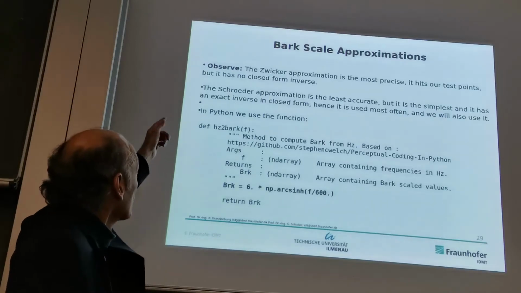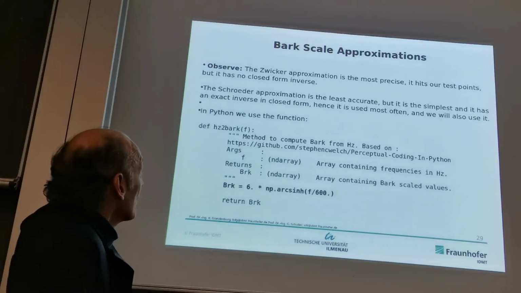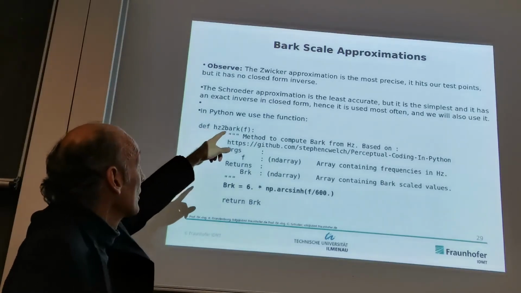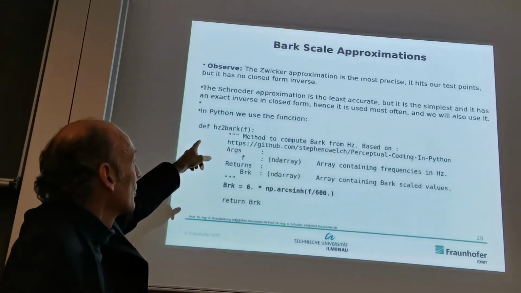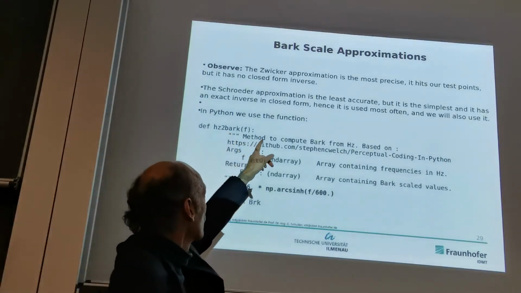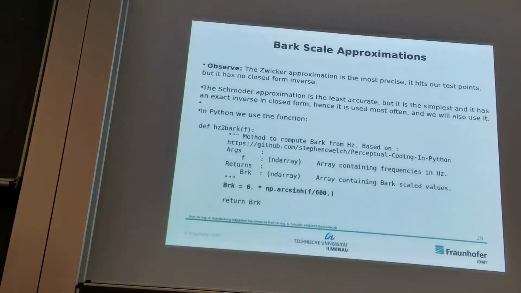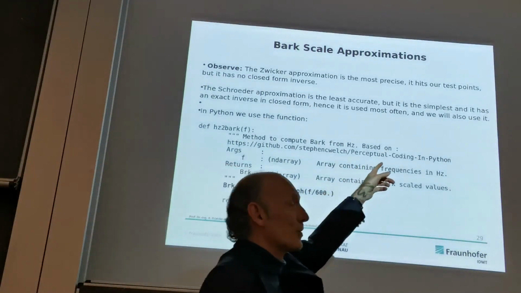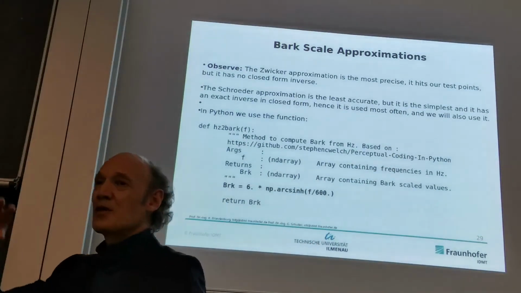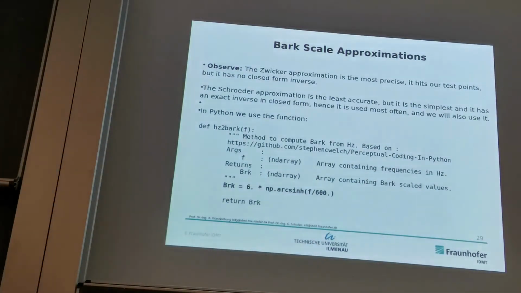Yeah, so this is what I just mentioned. So Schroeder is the least accurate, but it's the simplest, and it has an exact inverse in closed form. And actually that is why it's used most often, and that's also why we use it. And it turns out the exact approximation to the Bark scale is not so important, but what's really important is that it has the exact inverse.